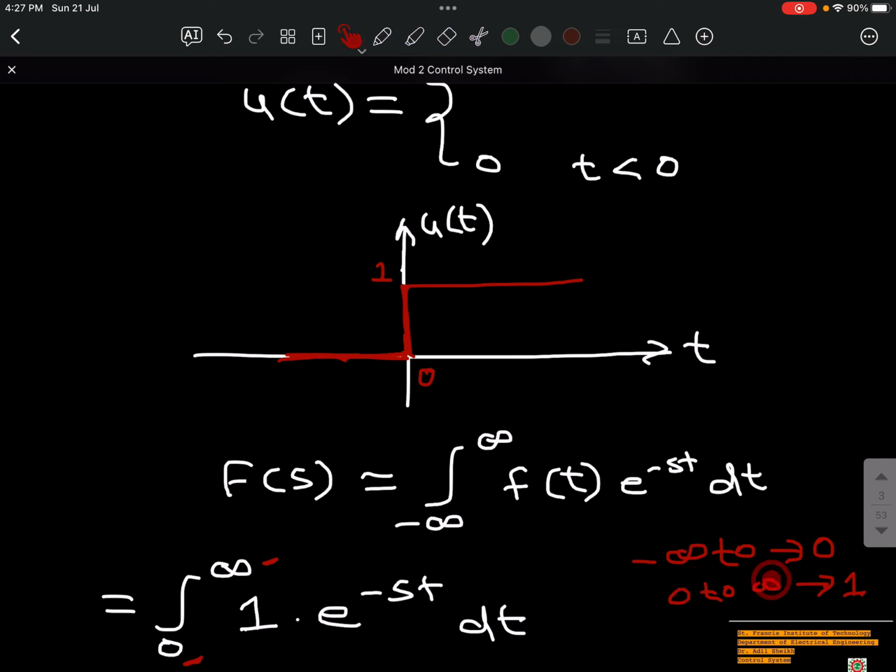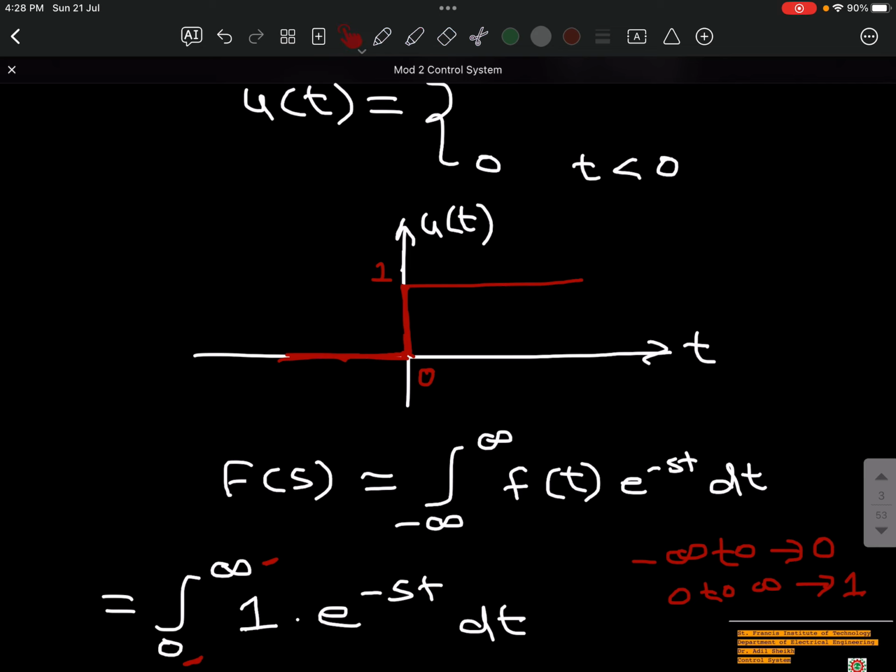and 0 to infinity. Now for minus infinity to 0, your output is 0. However, from 0 to infinity, your output is 1. So what will happen? This particular integration part will not come into picture. It will automatically become 0. Only the integration from 0 to infinity will come into picture. And what is the value of that? u(t) is equal to 1. So it will be 1 into e raised to minus st dt.